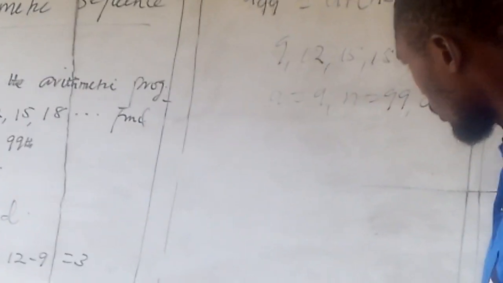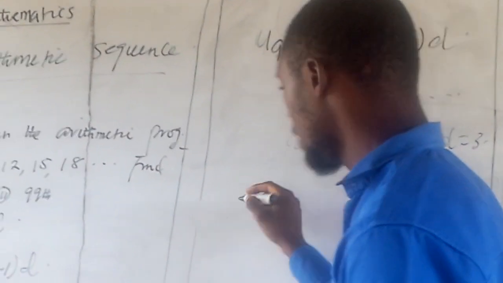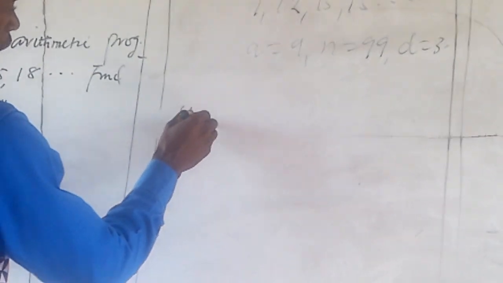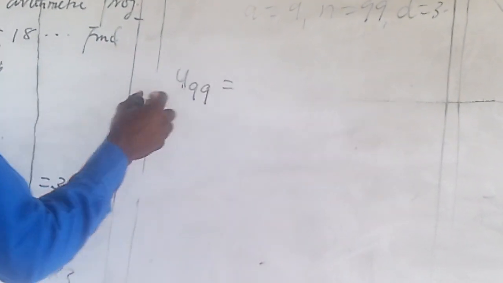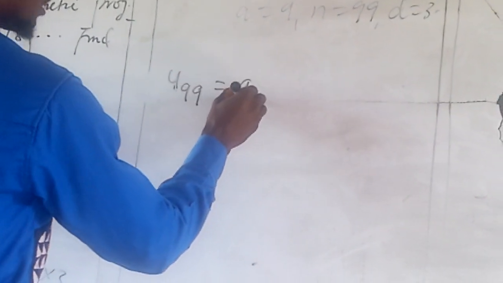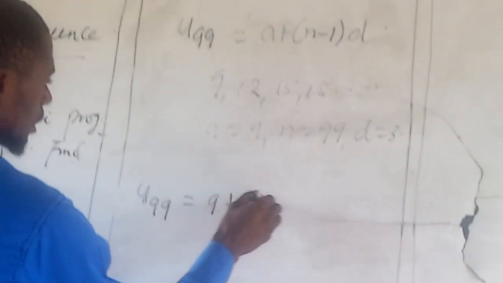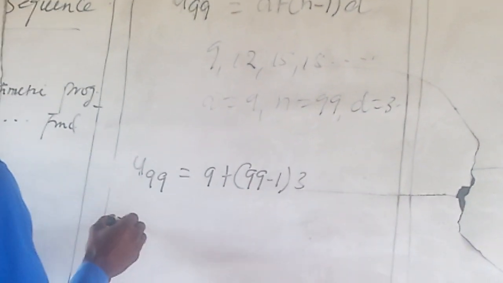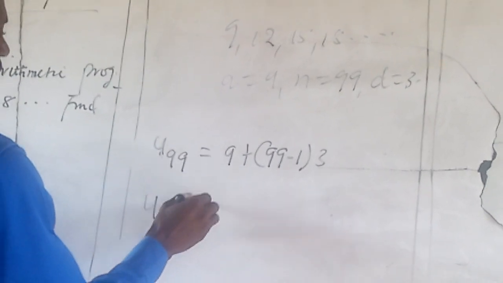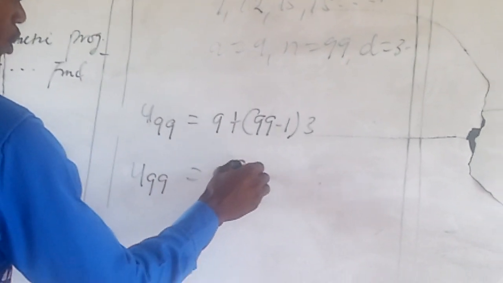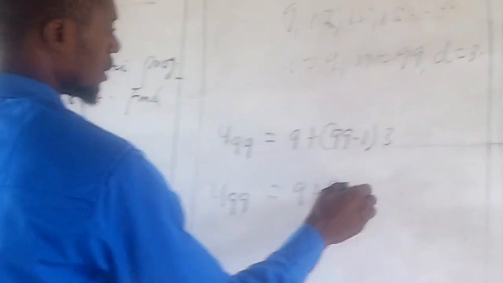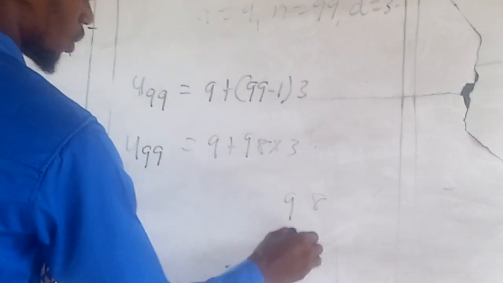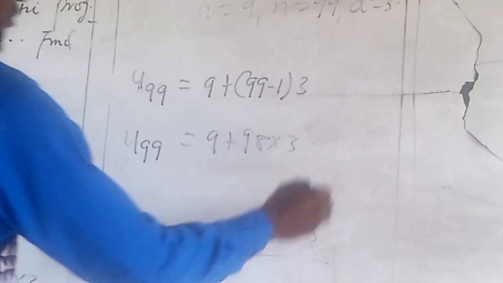By the time we substitute, our U99 will be equal to 9 plus (99 minus 1) multiplied by 3. Our U99 will be equal to 9 plus 98 multiplied by 3.